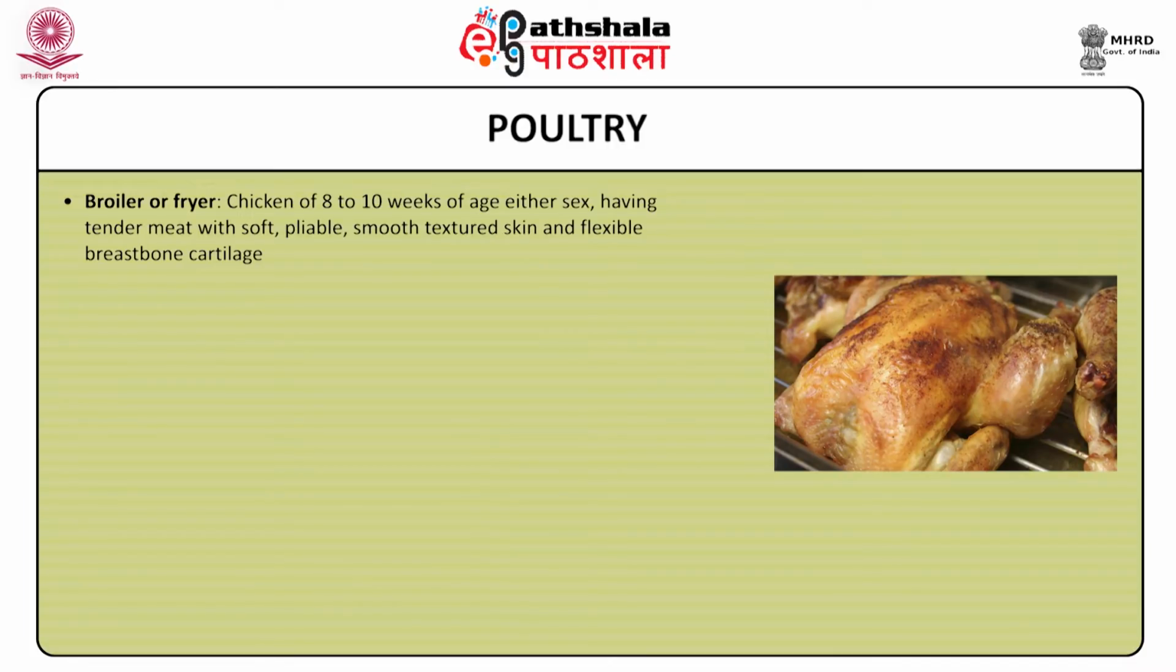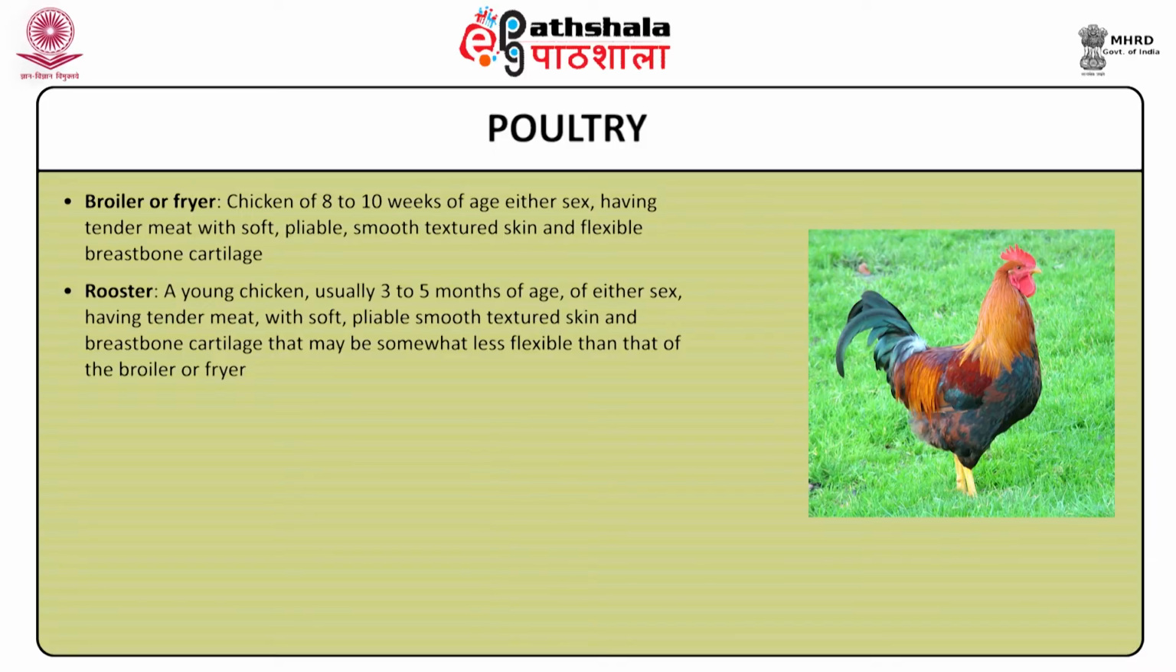Chicken of 8 to 10 weeks of age of either sex, having tender meat with soft, pliable, smooth textured skin and flexible breastbone cartilage. Roaster. A young chicken, usually 3 to 5 months of age, of either sex, having tender meat with soft, pliable, smooth textured skin and breastbone cartilage that may be somewhat less flexible than that of the broiler or fryer.